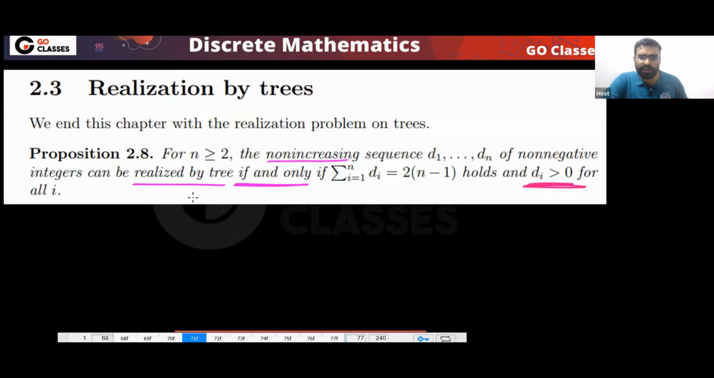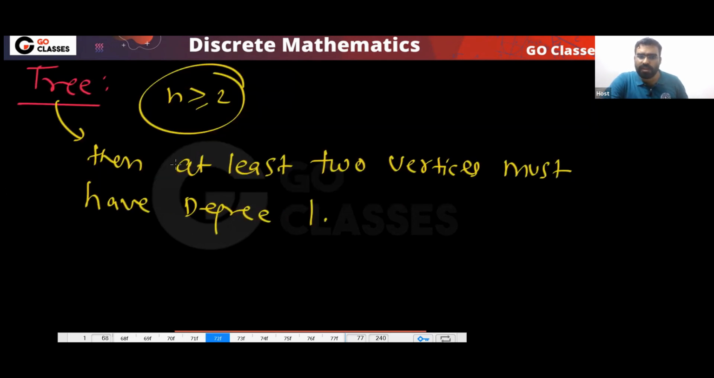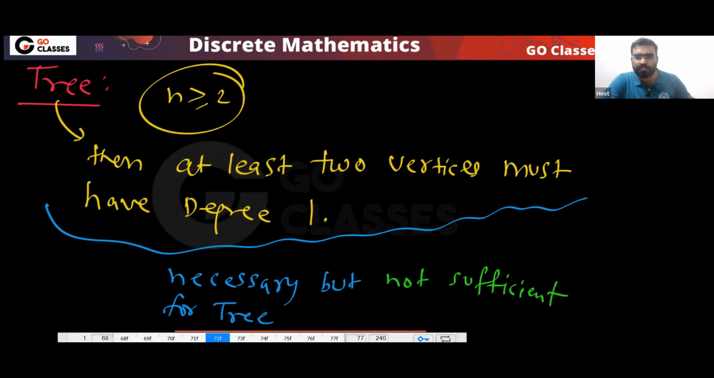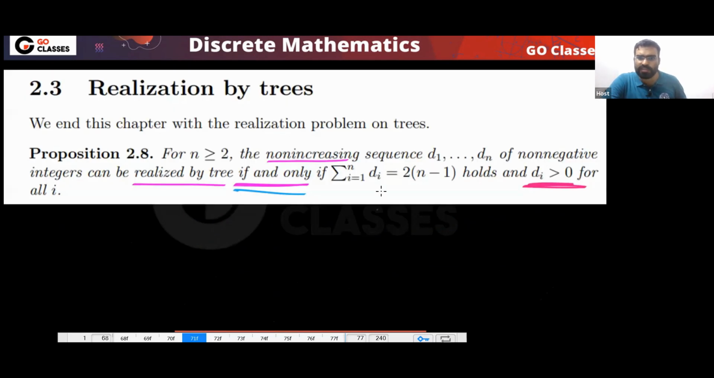But remember, this condition is not an if and only if theorem. I can say this is necessary but not sufficient. This is necessary for a tree but not sufficient. And you can notice this other condition is both necessary and sufficient: the total degree should be equal to twice the number of edges, that is, 2 into n minus 1, and the minimum degree should be greater than or equal to 1.